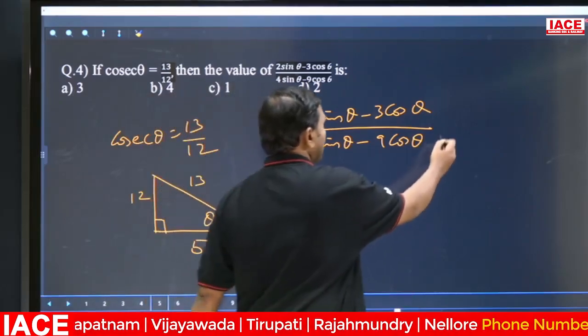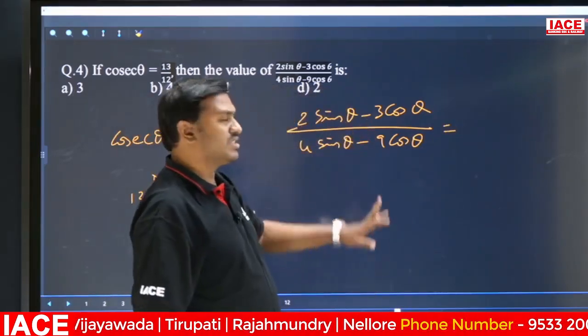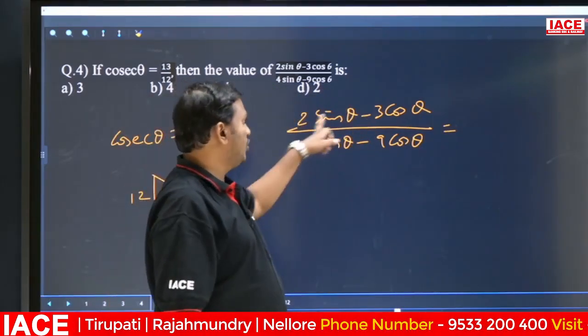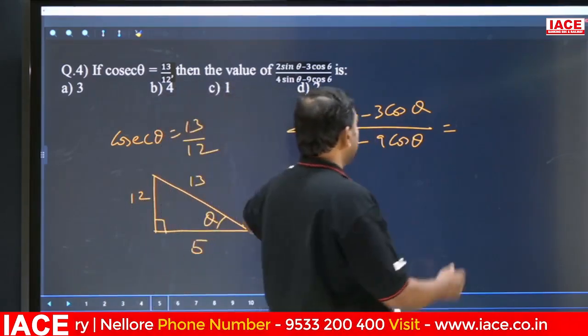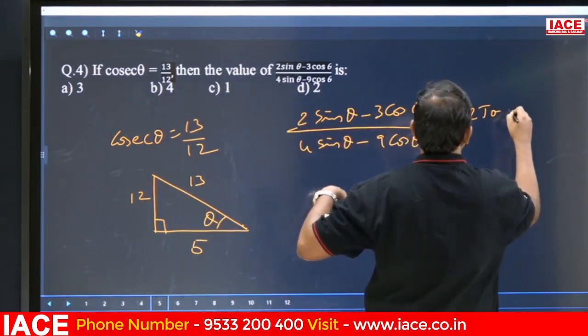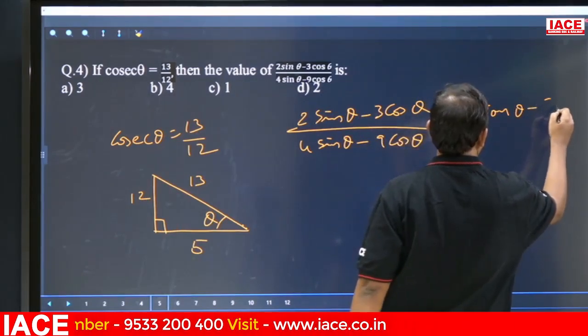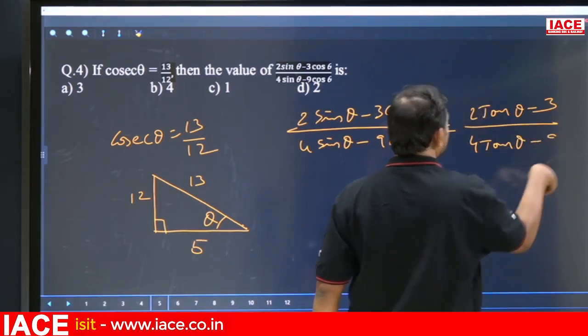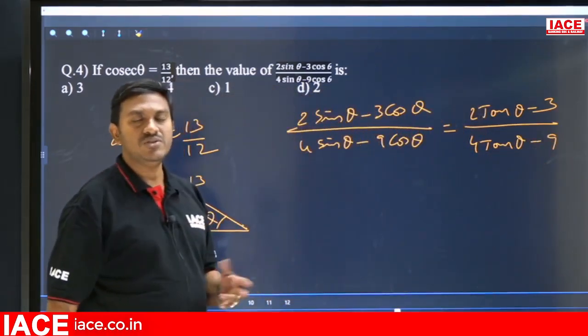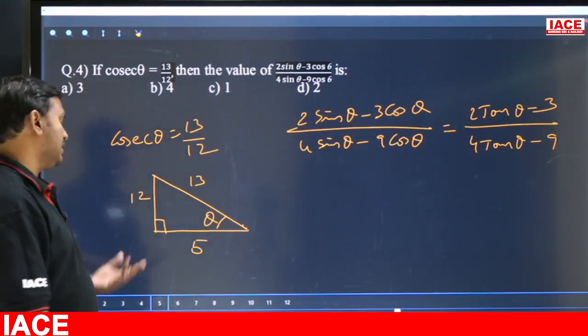Let's see how to simplify more. Divide, sin and cos are there. I am dividing with cos. Numerator and denominator I am dividing with cos. Then what will come? Sin by cos, tan. So 2 tan theta minus 3 by 4 tan theta minus 9. So instead of putting two values, directly putting tan theta is easy, right?